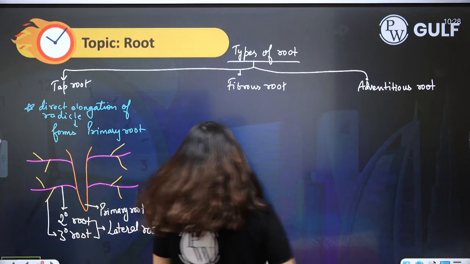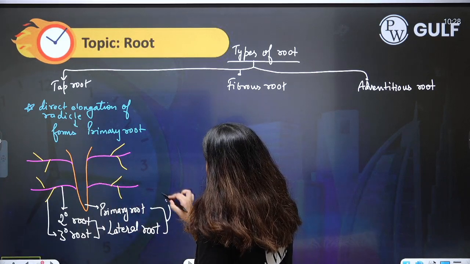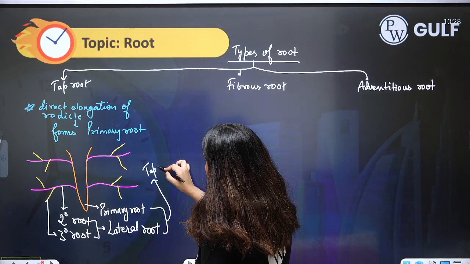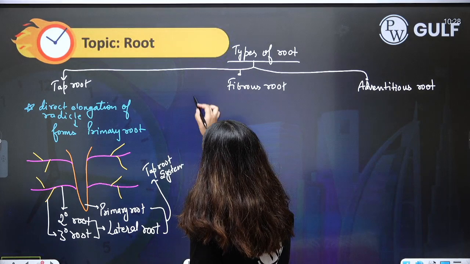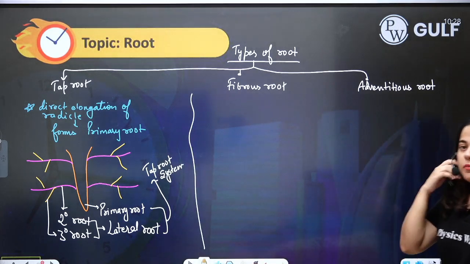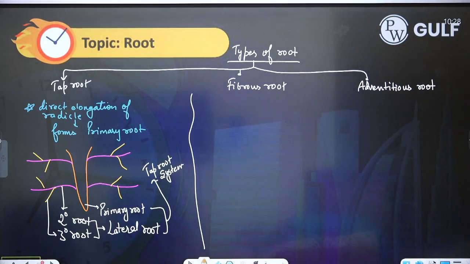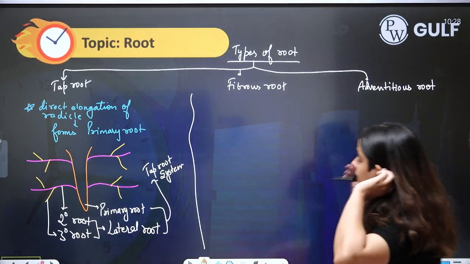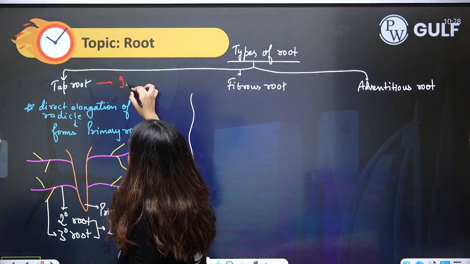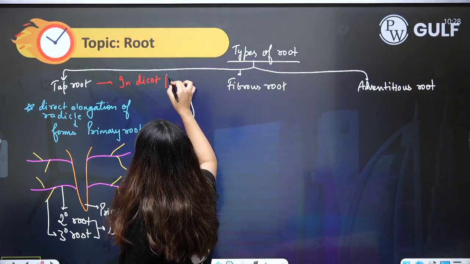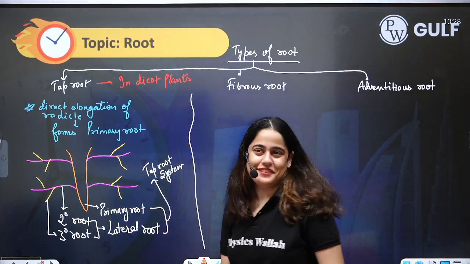And this primary and lateral roots together are known as tap root system. So what is a tap root system? The primary root plus lateral roots are known as tap root system, right? So this tap root system is seen in dicot plants. So dicot plants have tap root system, right?